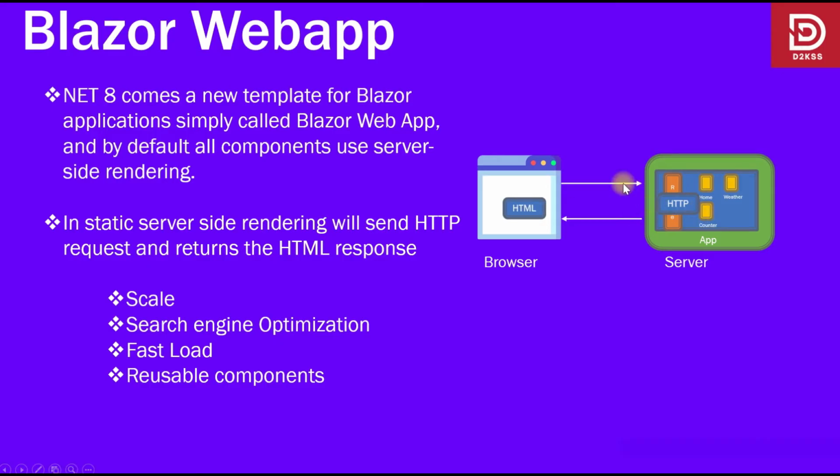Perfect. But you may wonder what the major difference is between ASP.NET Core MVC and ASP.NET Core Blazor. This Blazor template is configured on a component basis, so you can reuse those components at multiple places. That is the major difference between ASP.NET Core MVC and ASP.NET Core Blazor. Perfect. So we talked about static server-side rendering.